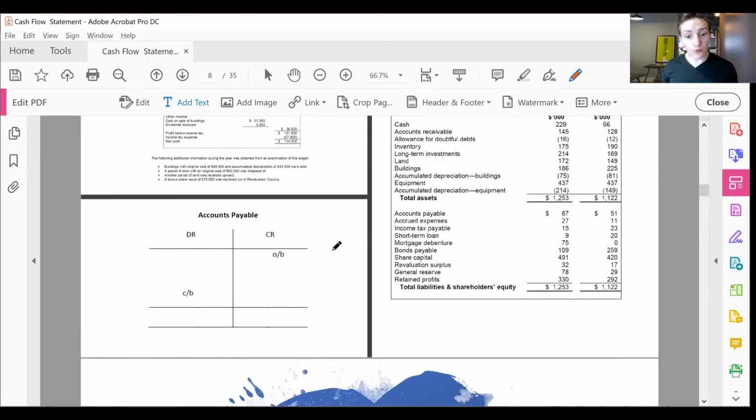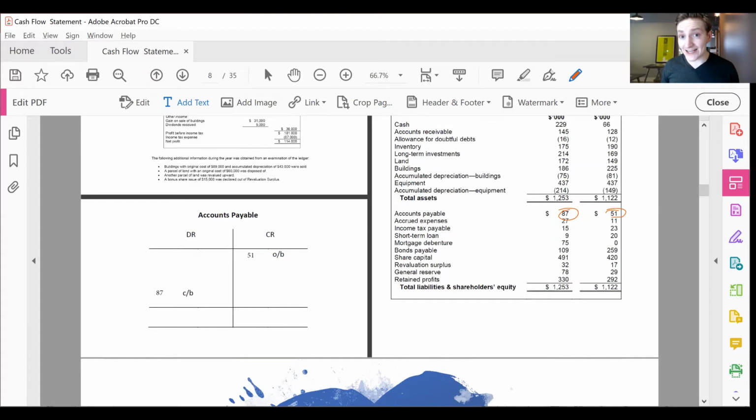So in accounts payable, we can again read off our opening balance and our closing balance. The opening balance is 51 and the closing balance is 87. Again, we're just reading this off the balance sheet here. So far, nothing particularly complicated.